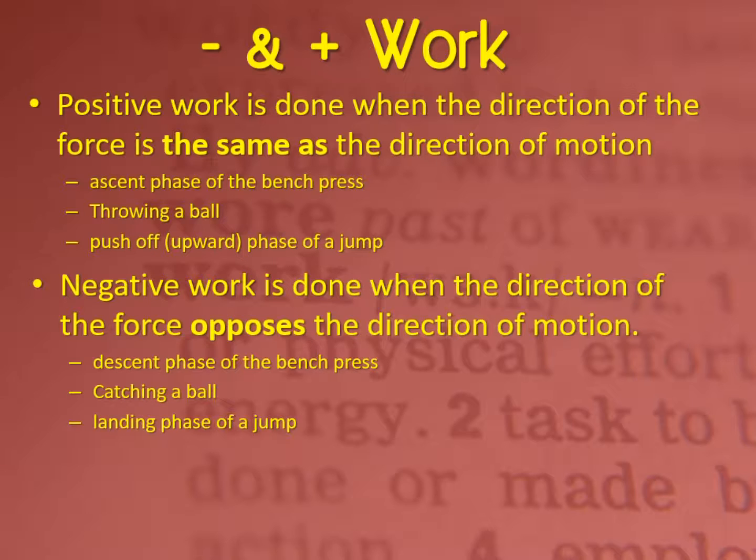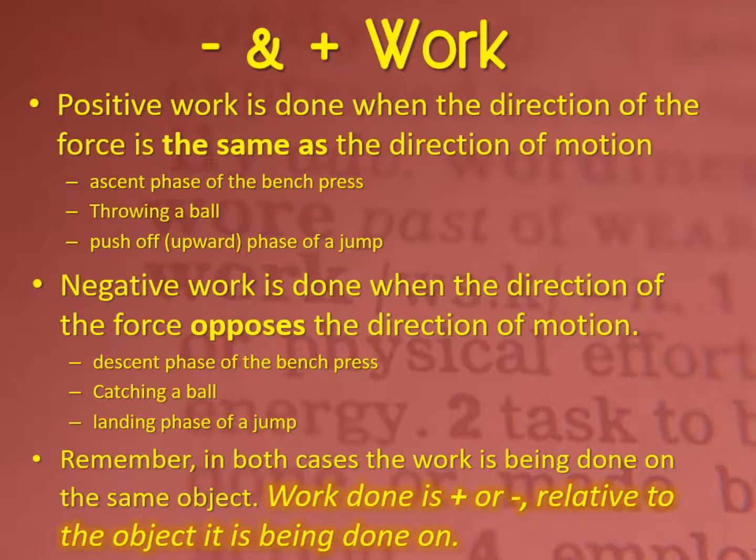And the landing phase of a jump. When you land, your legs bend, but they are actually still pushing upwards to stop your body from crashing into the floor. So these are all examples of negative work. Remember, in both cases, the work is being done on the same object. In other words, it's being done on the bar, on the ball, or on your body. Work done is positive or negative relative to the object it is being done on.